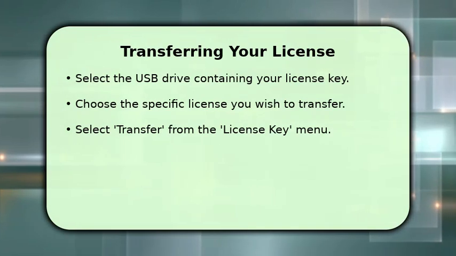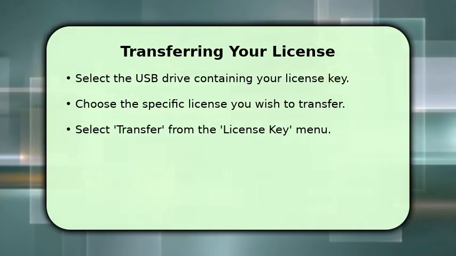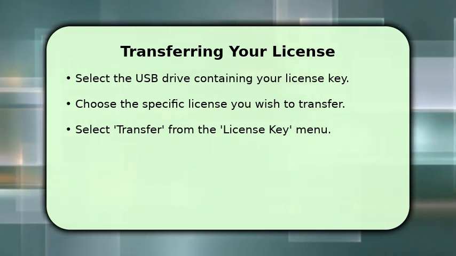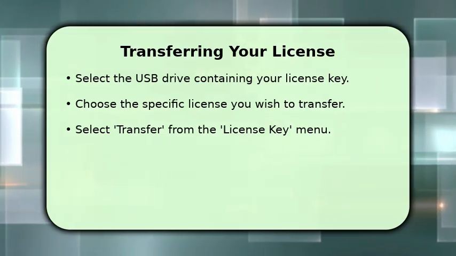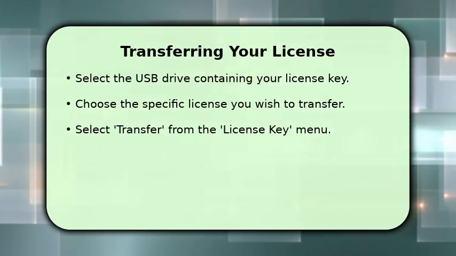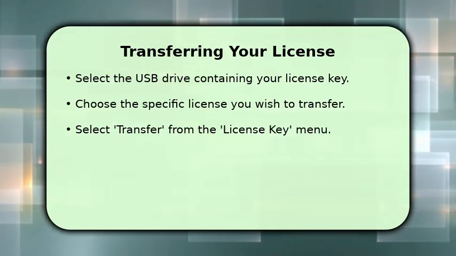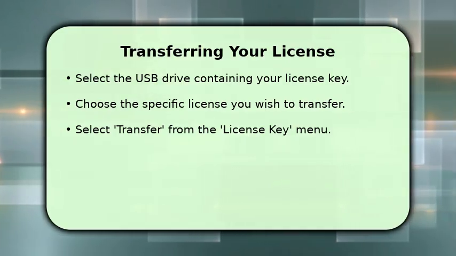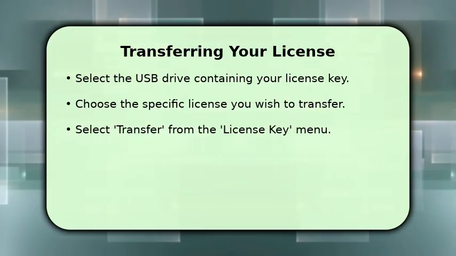Within the Automation License Manager, navigate to the left-hand pane and select the USB drive where your license key is stored. Then, on the right, choose the specific license you intend to activate. From the License Key menu, select the Transfer option. A pop-up will appear, prompting you to select your computer's hard drive, typically the C drive, as the destination for the license transfer. Confirm your selection to proceed.